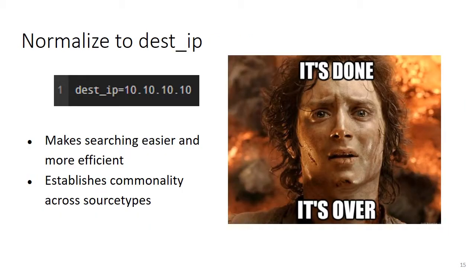If you normalize to a common field, such as dest underscore IP, it makes searching easier and more efficient. Common fields can be expected without having to translate for special use cases. This enables you to perform complex analysis with correlation across multiple source types. And if there's an update to a source log, maybe destination IP becomes destination address, you can fix the way the log gets normalized to dest IP rather than having to update all the SPL queries.